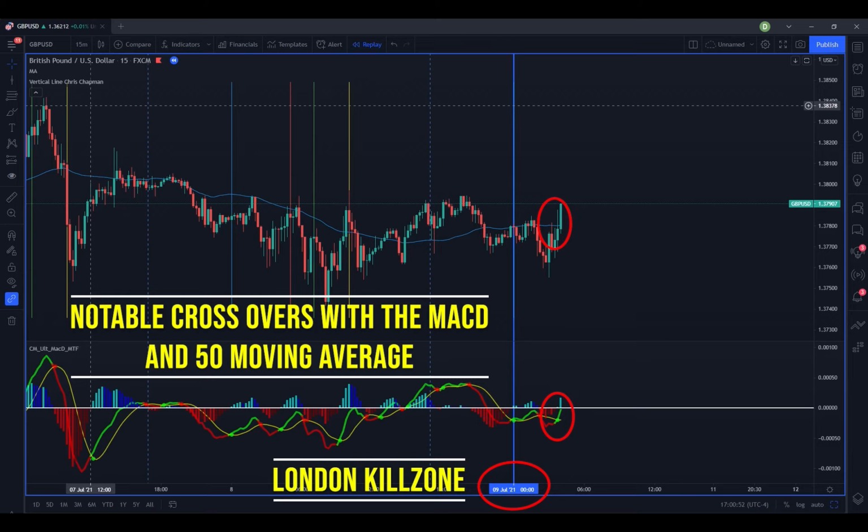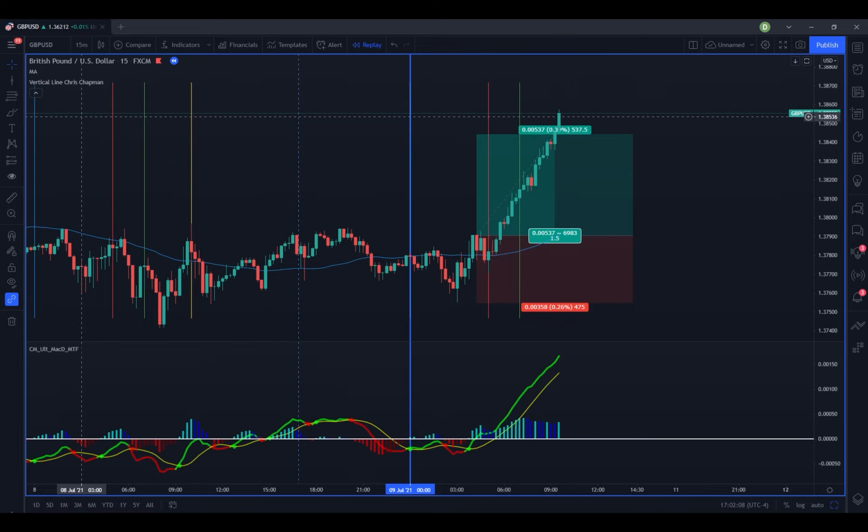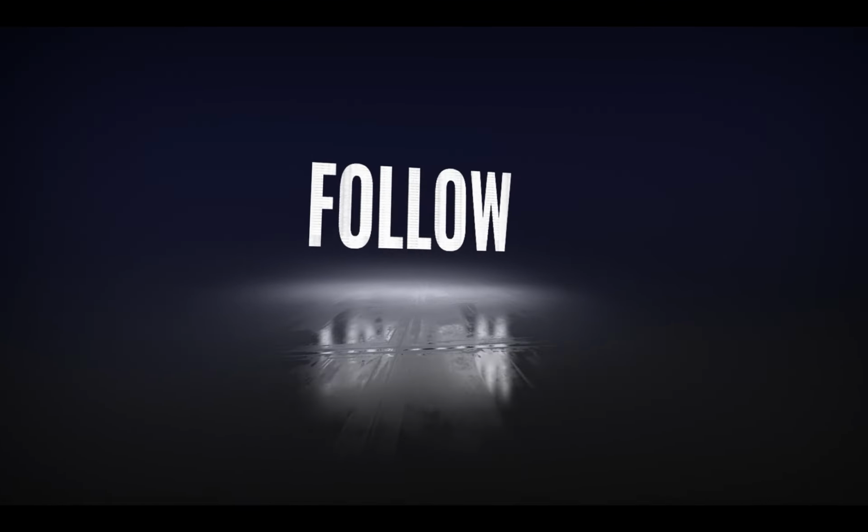Next is step 3, where we enter the trade. We buy within the Killzone time with a stop loss that is suitable to your trading account, but I usually place the stop order under a previous low. Using a 1.5 times risk to reward ratio, price easily pays the trader. Following protocols is part of the business.